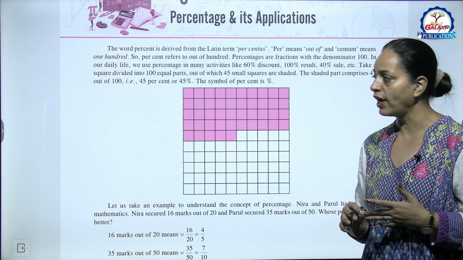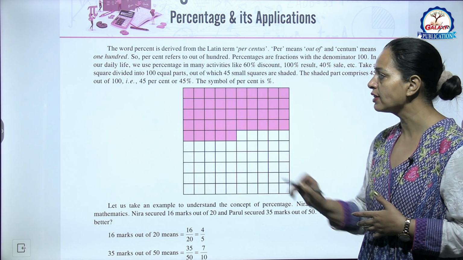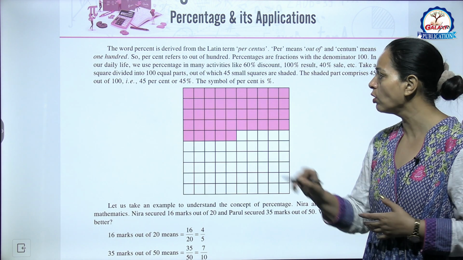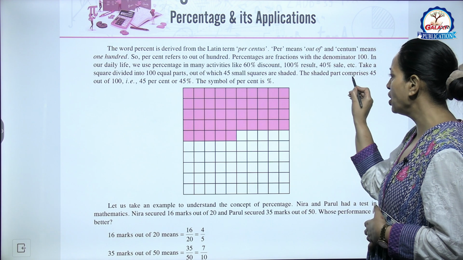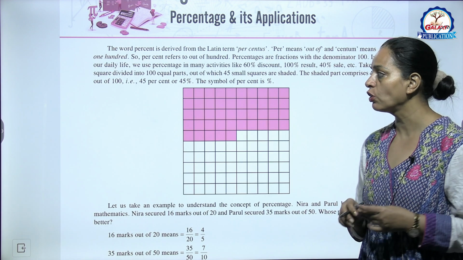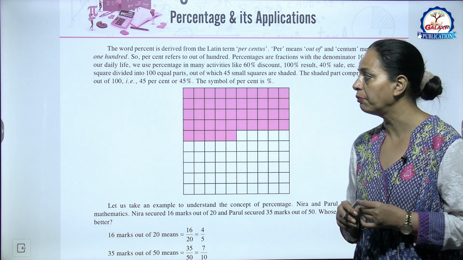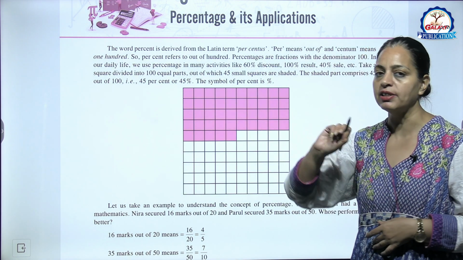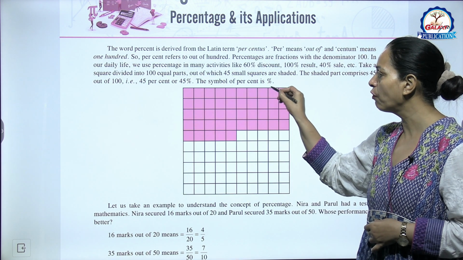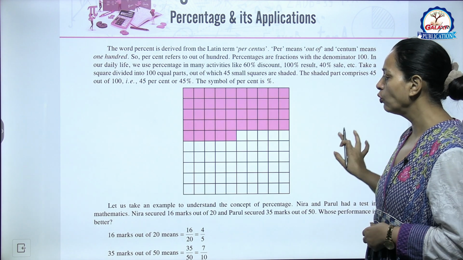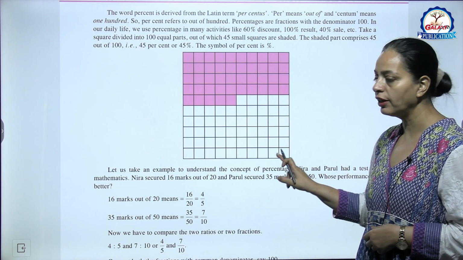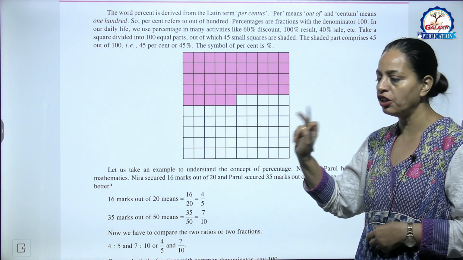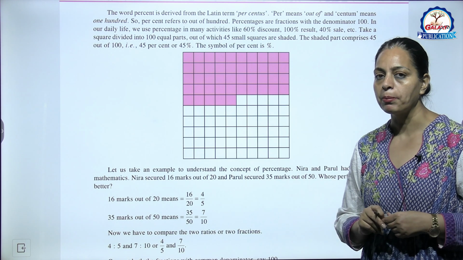Take a square divided into 100 equal parts, out of which 45 small squares are shaded. The shaded part comprises 45 out of 100, means 45%. This is the symbol of percent. Okay, now you can see here total 100 squares, 45 shaded, so 45%.